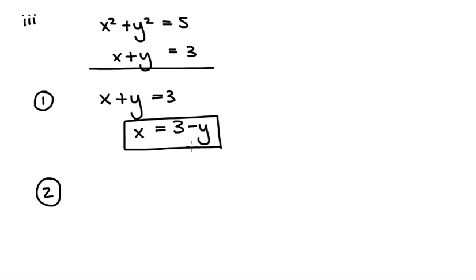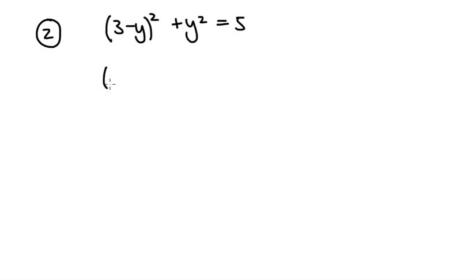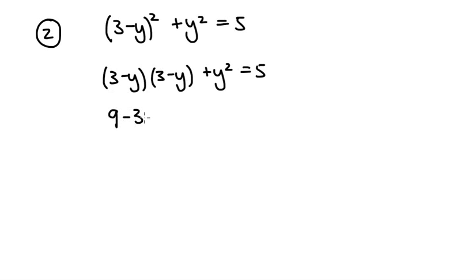So everywhere I have x, I'm filling in 3 minus y. So that means I get (3 minus y) squared plus y squared is equal to 5. So 3 minus y multiplied by 3 minus y plus y squared equals 5. So 3 by 3 is 9. 3 by minus y is minus 3y, minus 3y, plus y squared. When we multiply out our brackets, plus y squared equals 5.